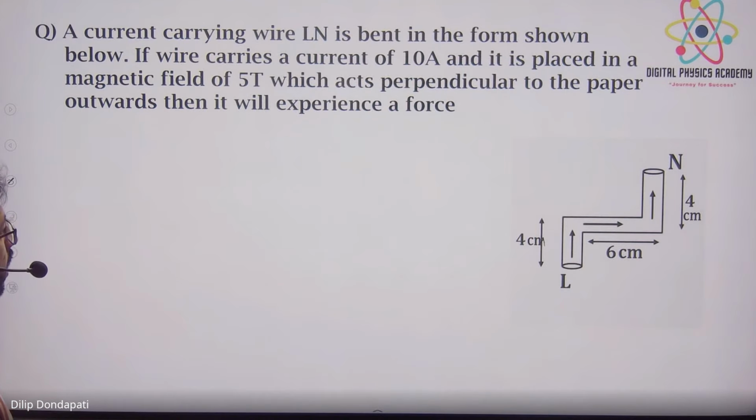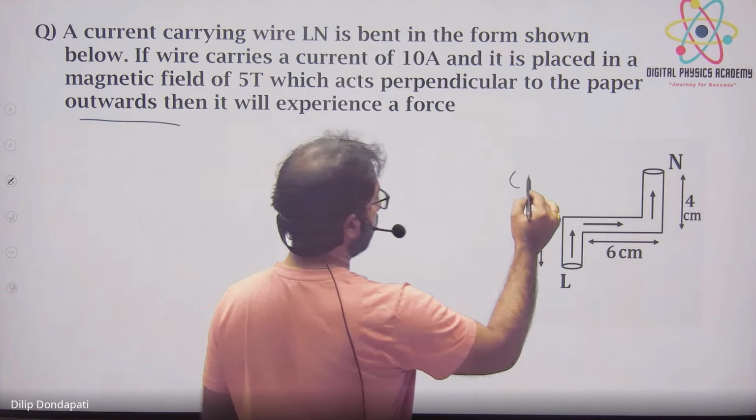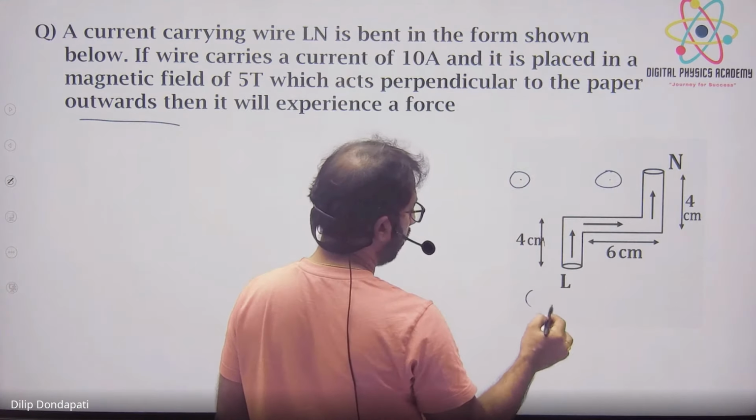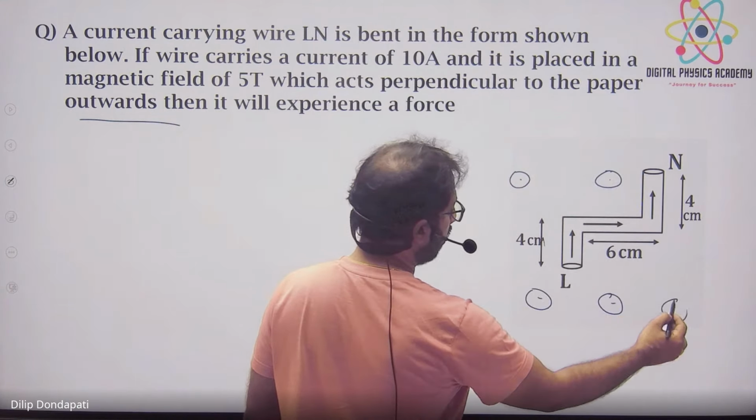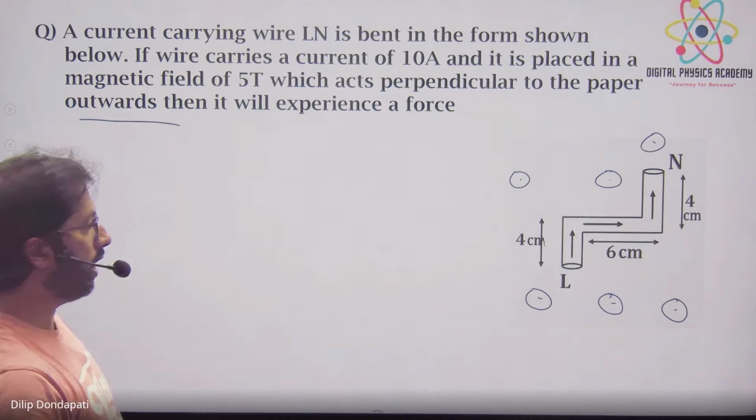A current-carrying wire is bent in the form of this shape. 10 amperes of current is flowing, and the magnetic field is 5 Tesla, perpendicular to the paper, outwards. So the magnetic field is coming outwards. Find the force acting on the complete wire.